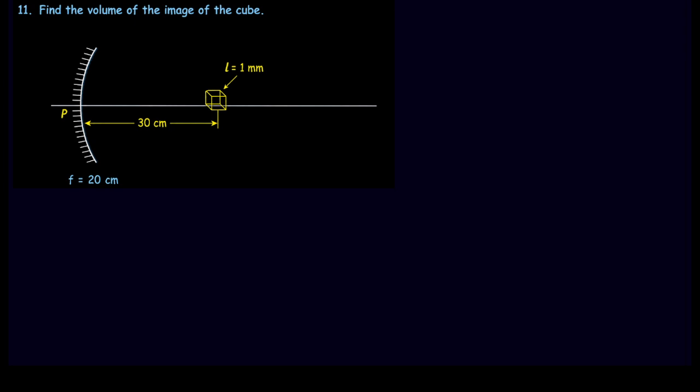As I told earlier, if you remember, for the cube, the length which is perpendicular to the principal axis is magnified by m times. Remember this point. And the dimension which is parallel to the principal axis is magnified by m square times. Remember this point?